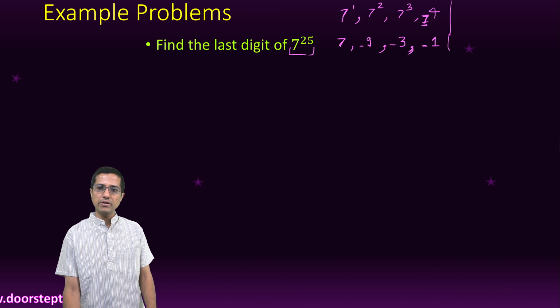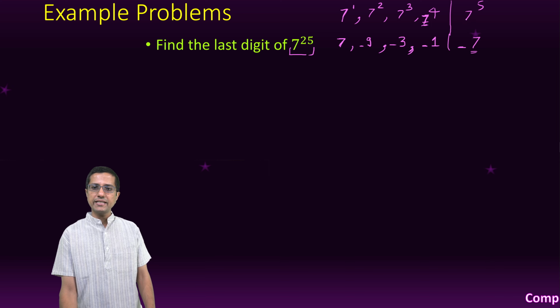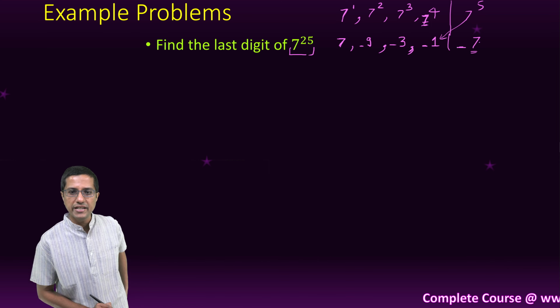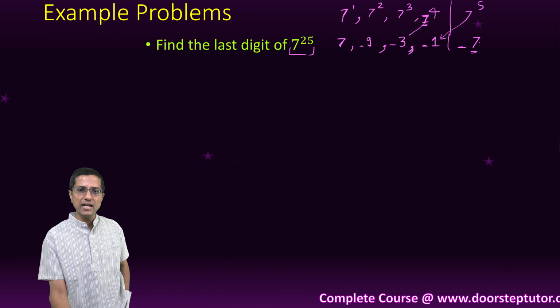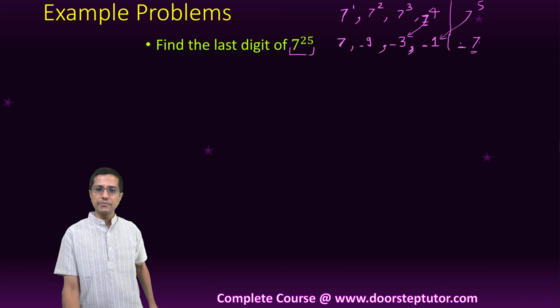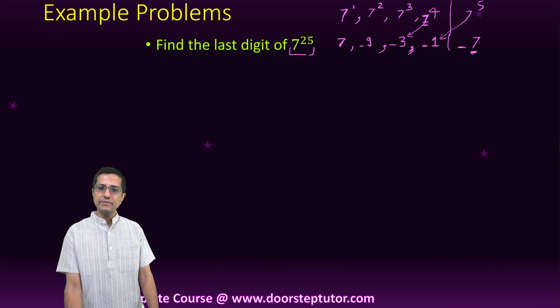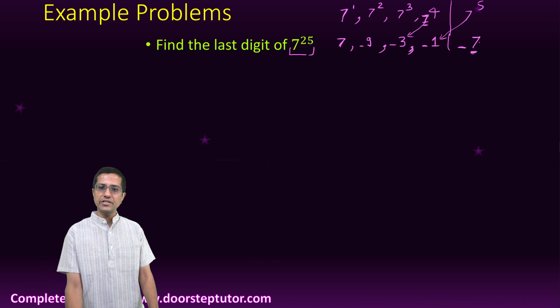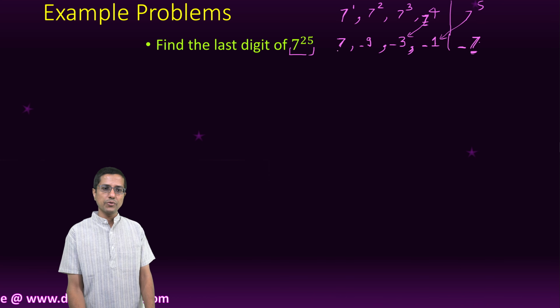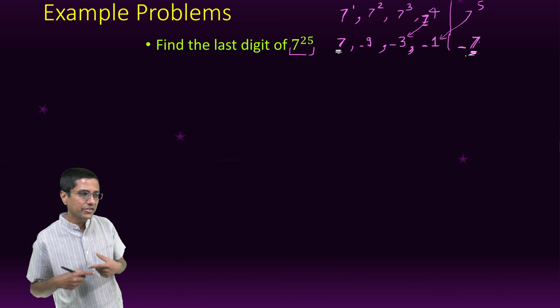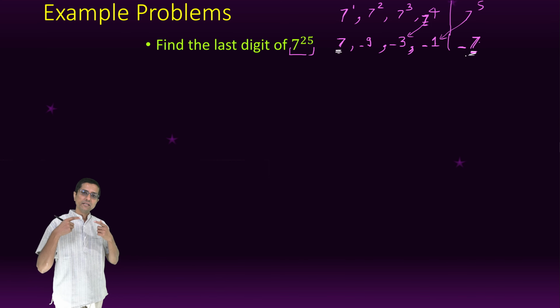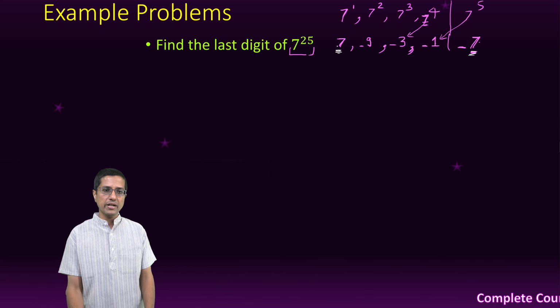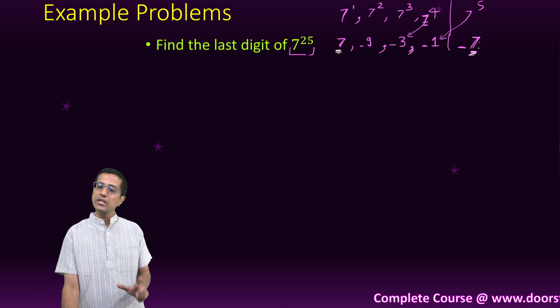What about afterwards? 7 raised to power 5, it would be something, and then 7 1s are 7. Same thing I did here: 7 3s are 21, I just wrote the last digit. So here the last digit is 7, and here also our last digit was 7. So now I can understand that the last digits would start repeating after the 4 terms.